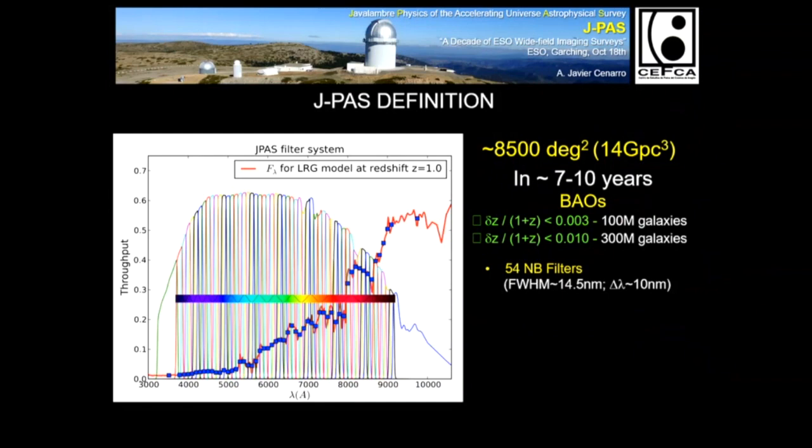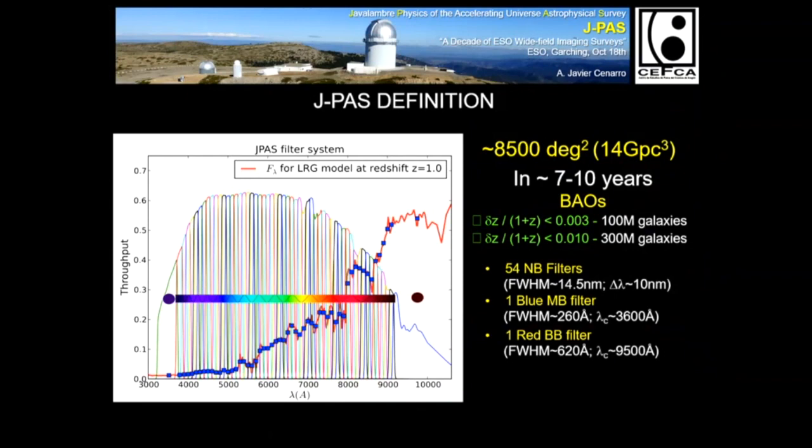So this is the survey, the filters implementation. There are 54 narrowband filters from the blue to the red, which are complemented with 2 medium band filters at both sides of the optical spectrum, and a broad filter, so this is essentially the filter set of JPAS.